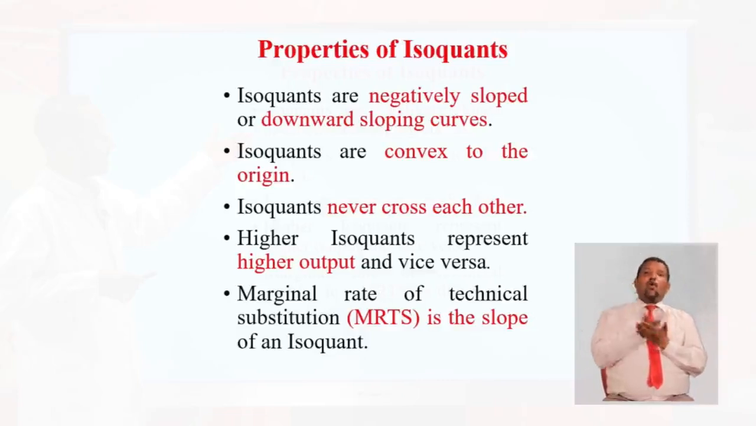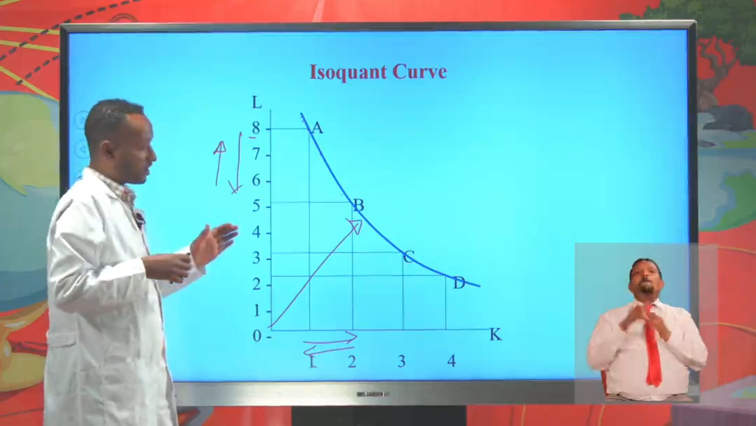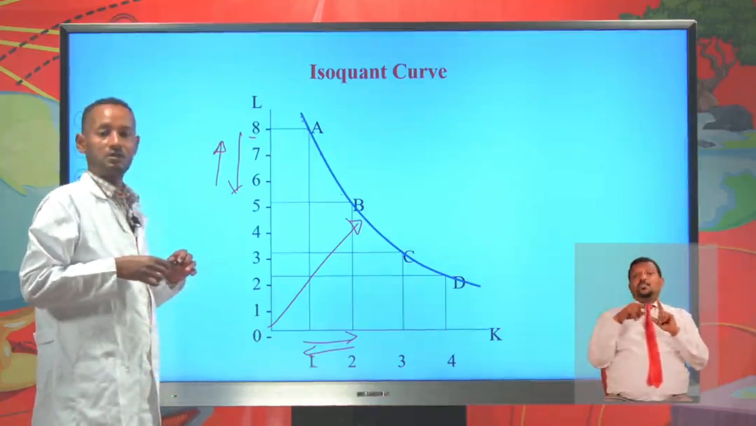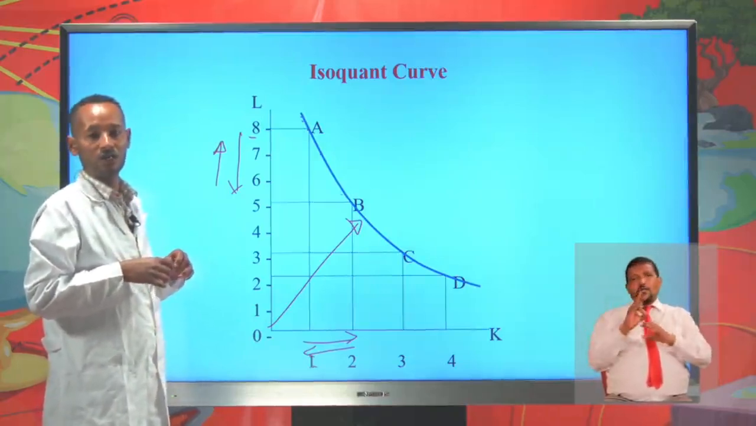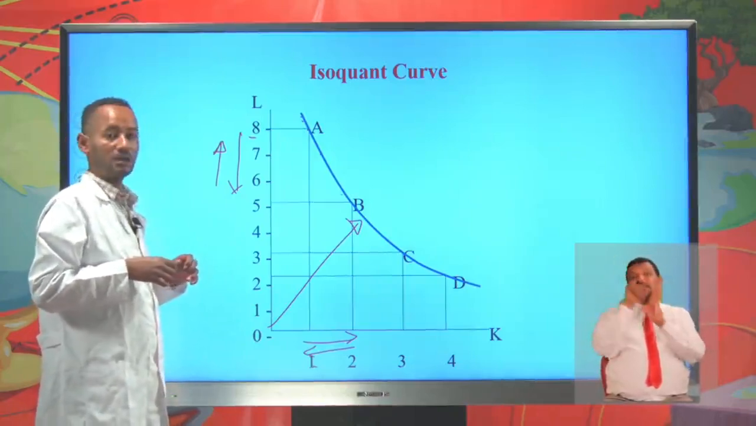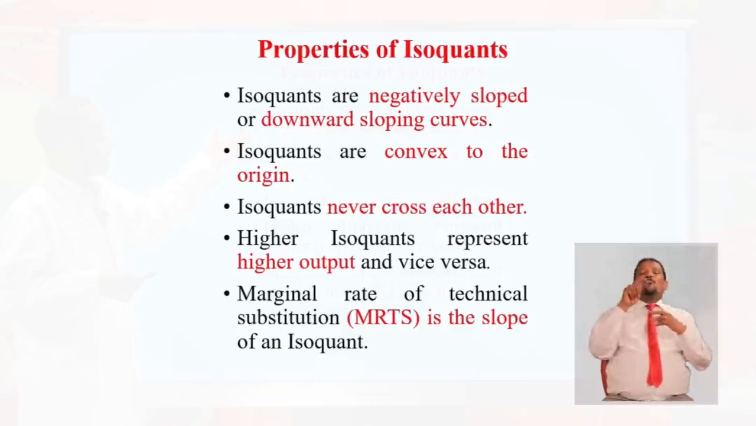Another property is that isoquants are convex to the origin. This is the origin, and when we see from the origin, isoquants are convex to it. Isoquants are convex to the origin due to the principle of diminishing marginal rate of technical substitution. This principle states that the rate by which one variable input is substituted for another on the same isoquant tends to diminish or decline.